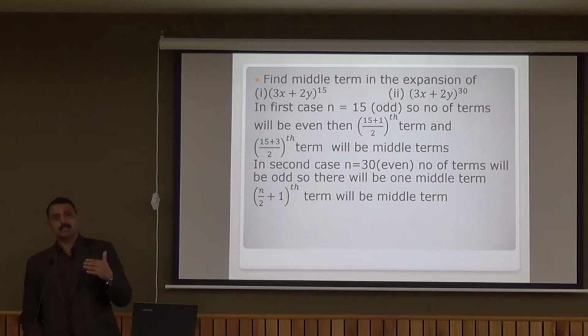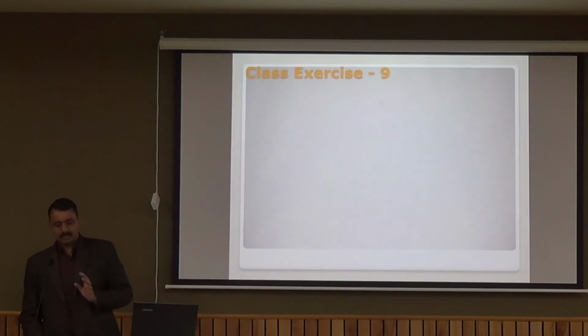Now we are coming to another question. He is asking for the middle term in the expansion of (3x + 2y)^30. If it is (3x + 2y)^30, what is n? n is equal to 30, and 30 is an even number. If 30 is an even number, then the total number of terms will be odd. So we have to find which will be the middle term. In this case, there will be only one middle term, and which will be that? The (n/2 + 1)th term will be the middle term. Right?